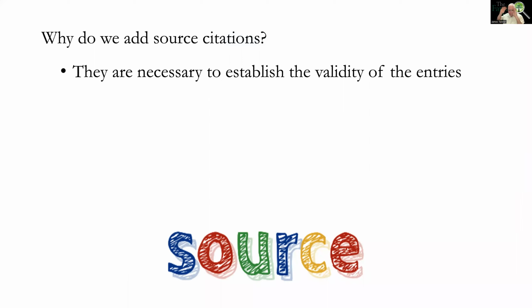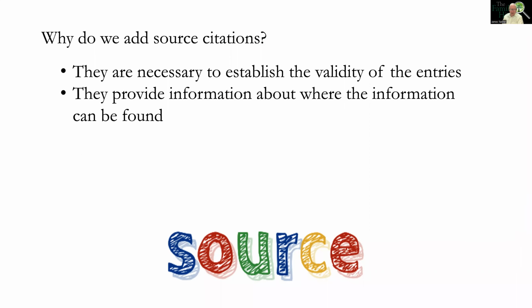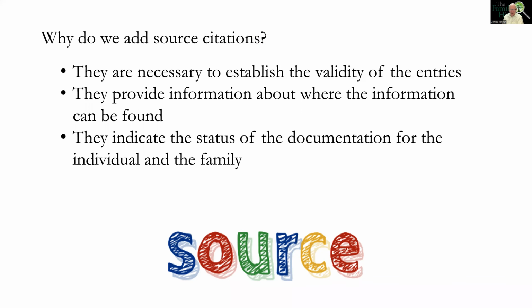I can't even imagine where the name came from, or if it was just made up. But it may turn out that that's the right person. But until we find the record that supports that, we can't say for sure that that was the right person. So citations also provide information about where the information can be found. They provide additional information about where the information can be found. They indicate the status of the documentation.